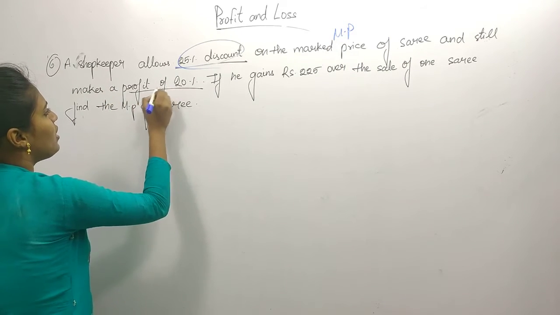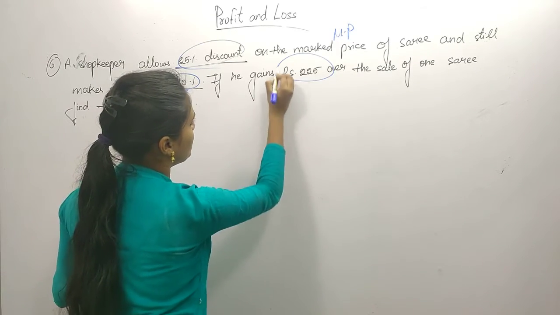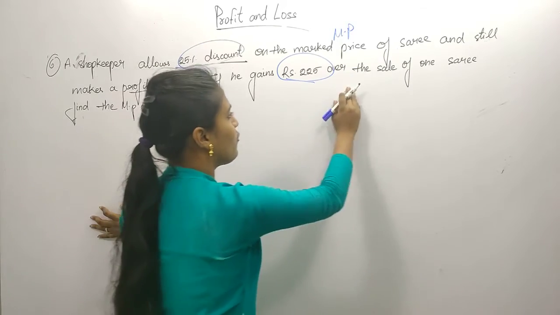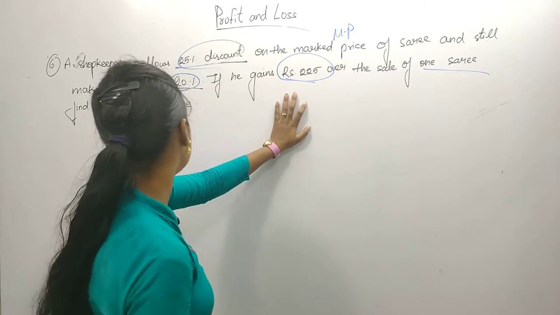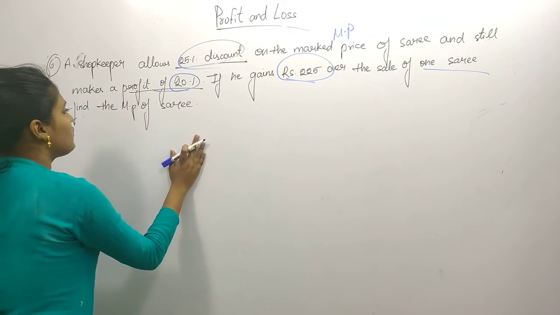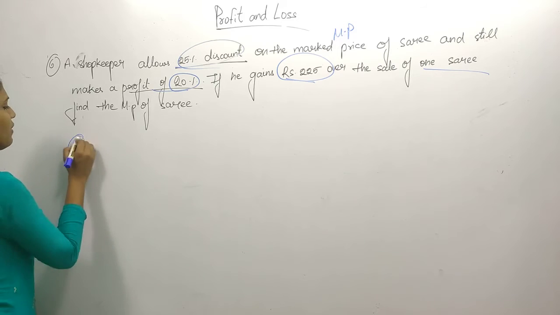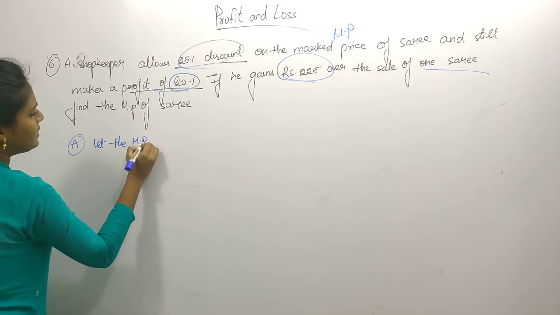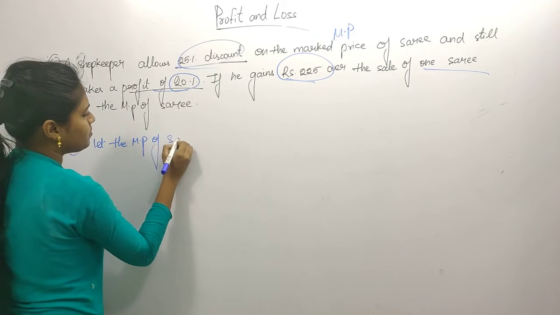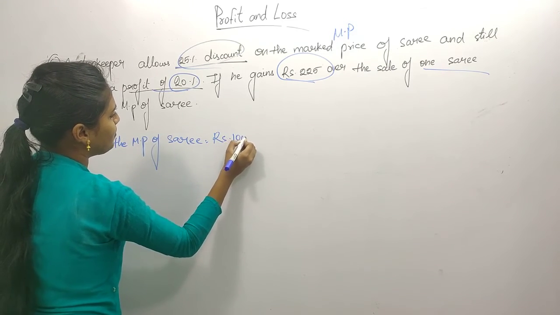After giving the discount of 25%, the shopkeeper gets a profit of 20%. If he gains rupees 225 over the sale of one sari, then we have to find the market price of the sari. Market price is not given here. Then what will we do? Let us think of the market price of the sari as rupees 100.